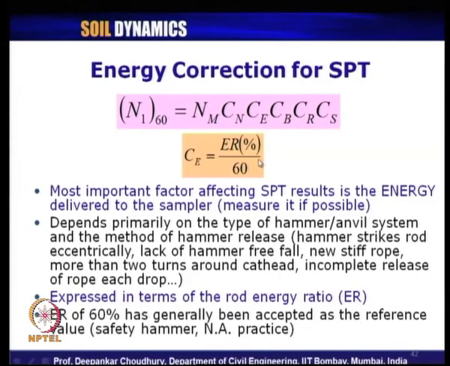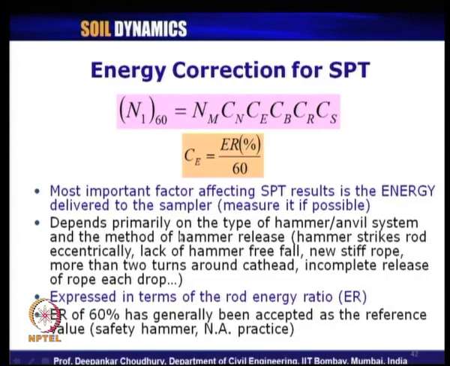Next correction factor is the energy correction factor, Ce. Ce is, as I said, how much percentage of energy is actually transmitted, with 60% as the standard. If 60% is transferred, it is 1. If it is more, then it will be more. If it is less, then less. So, the most important factor affecting SPT results is the energy delivered to the sampler, and if possible, one should measure it, that is how many blows we are putting in per minute. So, we can calculate how much energy is getting transferred.